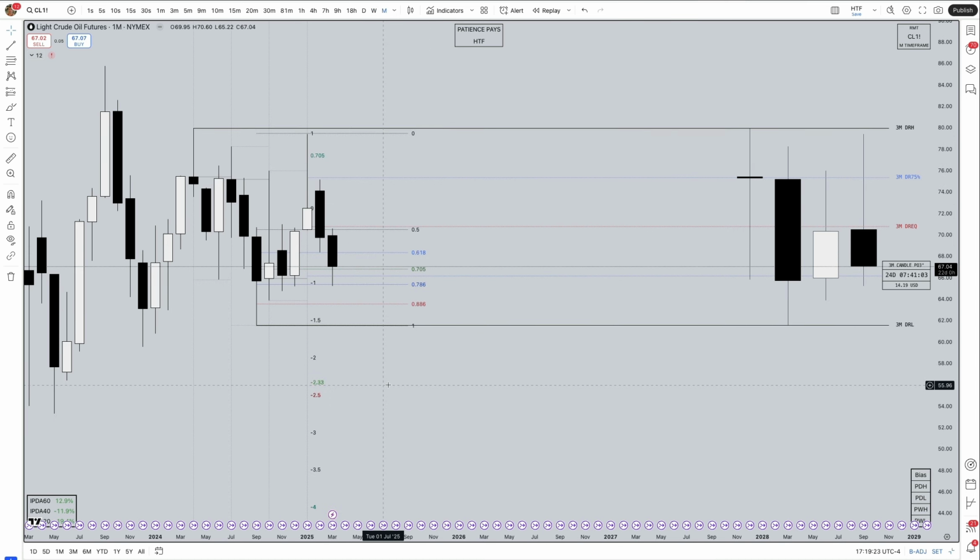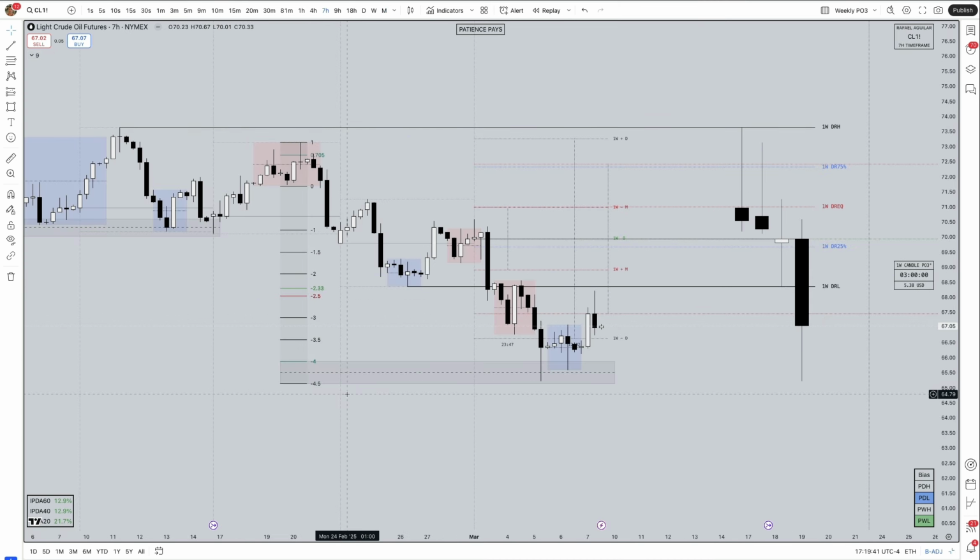On the monthly time frame, price failed to close below -1 standard deviation from January offset week, and is retracing to 0.786 level. On the 7-hour chart, price traded below the 50% of -4 and -4.5 standard deviation from the previous fractal consolidation, and the weekly dealing range is below the low.